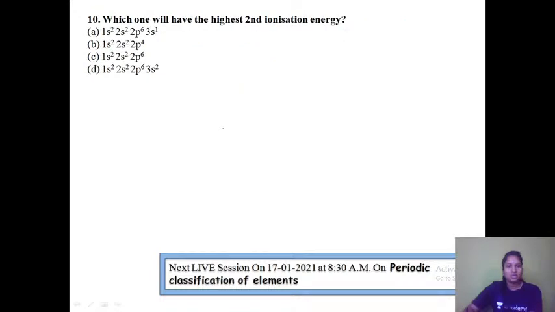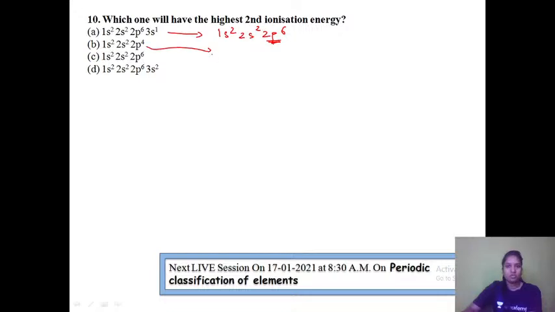Next, last question: which one will have the highest second ionization enthalpy? Second ionization enthalpy means the energy required to remove the second electron. If you remove the first electron from here, it would be 1s2, 2s2, 2p6. Now this is a stable configuration, fully filled.